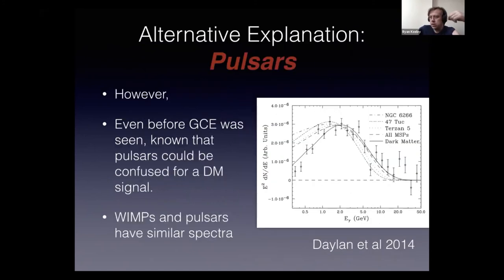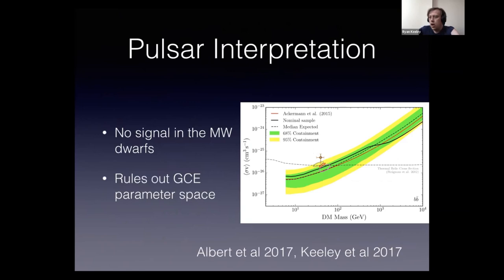However, the Galactic Center excess could also be interpreted as coming from pulsars. Interestingly, even before any GCE signal was detected, it was known that WIMP annihilation could be confused with pulsars, basically because they have the same spectrum. So how can we tell the difference? We can't just use a small difference in spectra. We have to attack the other lines of evidence.